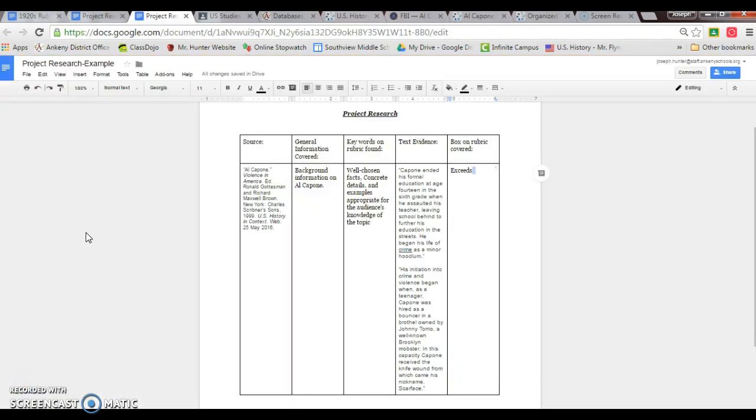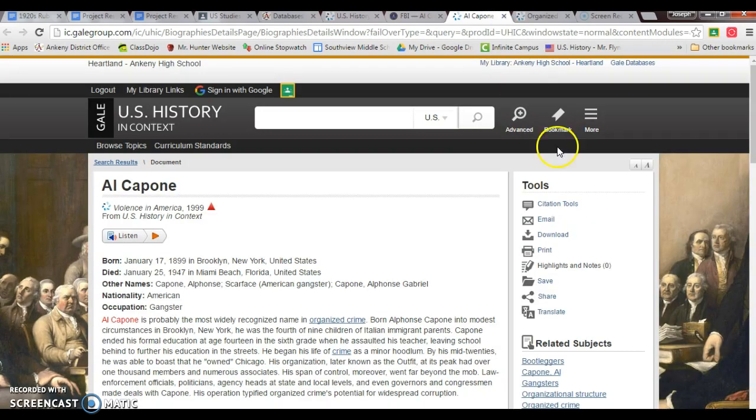Alright, so this is my example that I have included for you guys in Google Classroom. First of all, for your project resource, you need to find 3 sources. Okay, this is the MLA cited format of the source that I just went through. So right here, you guys know how to get that.